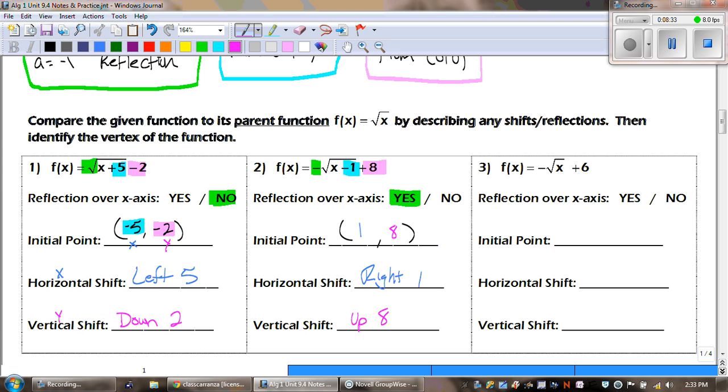Number 3. Go ahead and try 3 on your own. Okay, what'd you get for the reflection? It's negative, right? So that means yes. Now, the initial point.